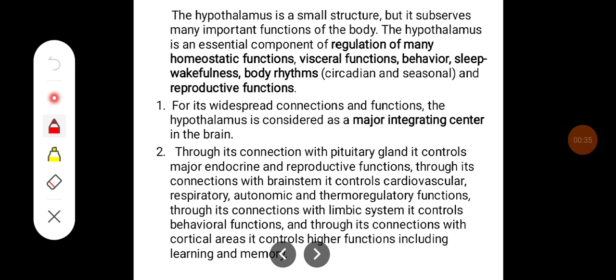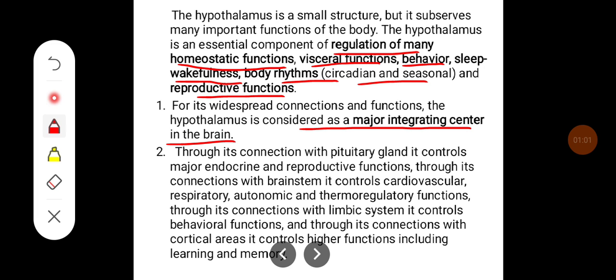The hypothalamus is a small structure, but it subserves many important functions of the body. The hypothalamus is an essential component of regulation of many homeostatic functions, physical functions, behavior, sleep, wakefulness, body rhythms, that is circadian and seasonal, and reproductive functions. For its widespread connections and functions, the hypothalamus is considered a major integrating center in the brain.